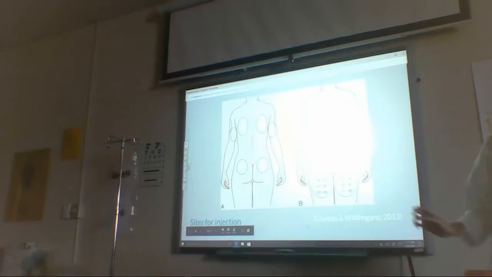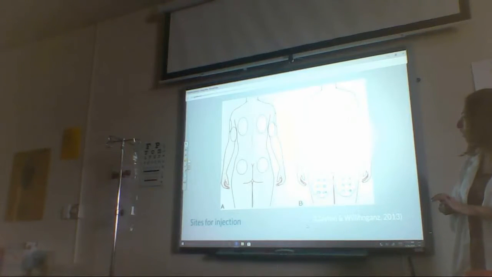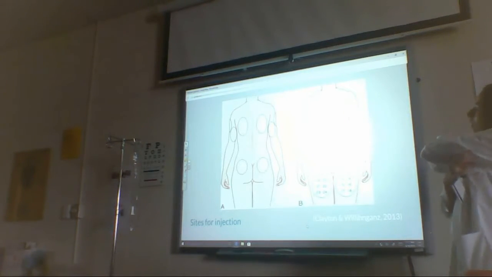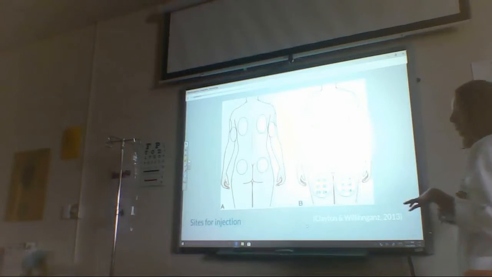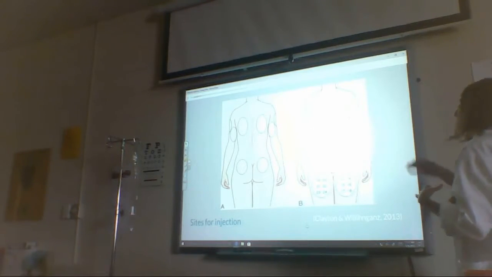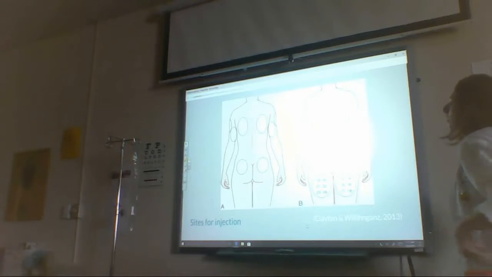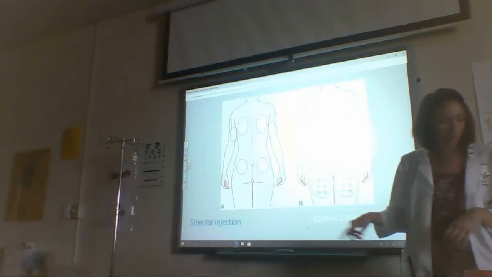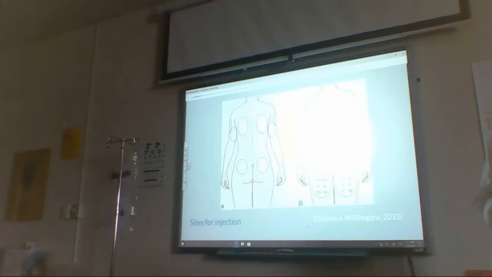All right, and then these are the sites for your sub-Q injections. The fatty part of the arms, they're very similar to the intradermal injections actually. The scapula on the back, the upper region of the buttocks, around the abdomen, and then the upper surface of the thighs. They're given in areas that have ample adipose tissue. The American Diabetes Association recommends that you rotate injection sites systematically in one area before moving to a new site.